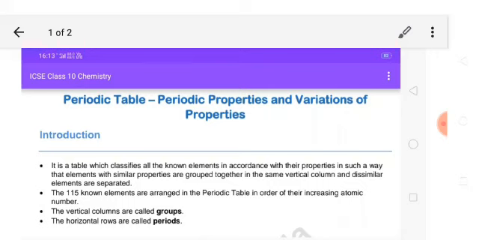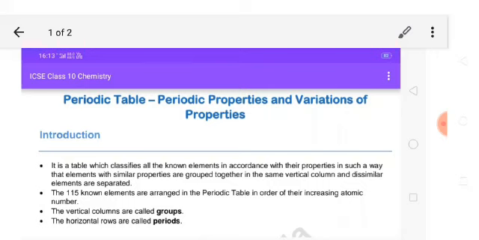The periodic table is also known as the long form of the periodic table, and the father of the periodic table was Henry Moseley. The periodic table has 118 elements, and the vertical columns are called groups. It has 7 groups. The vertical columns are called groups and the horizontal rows are called periods.